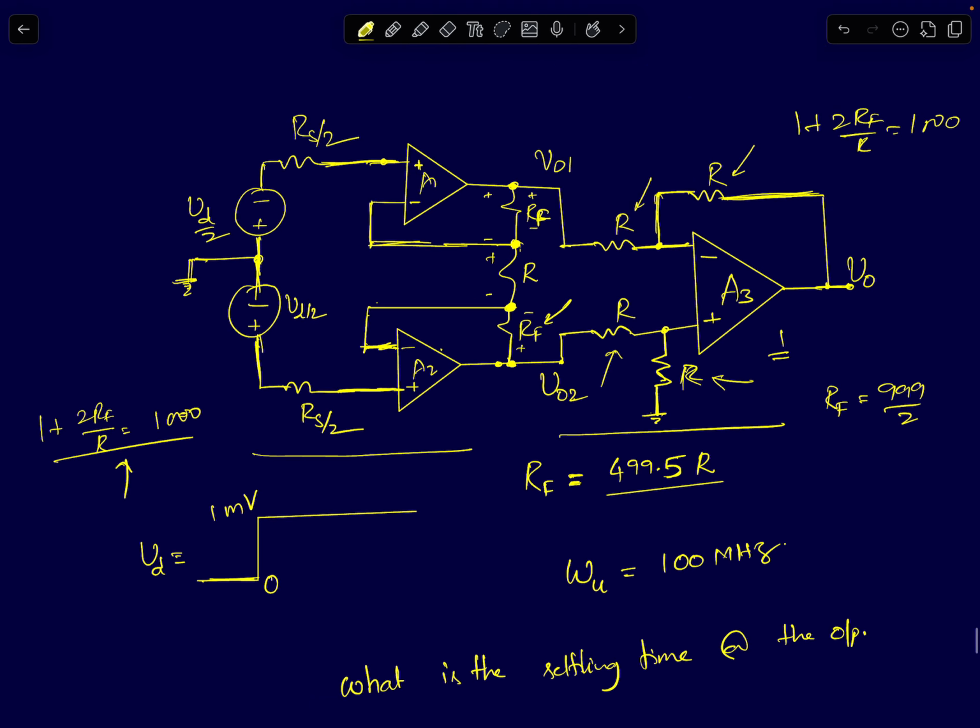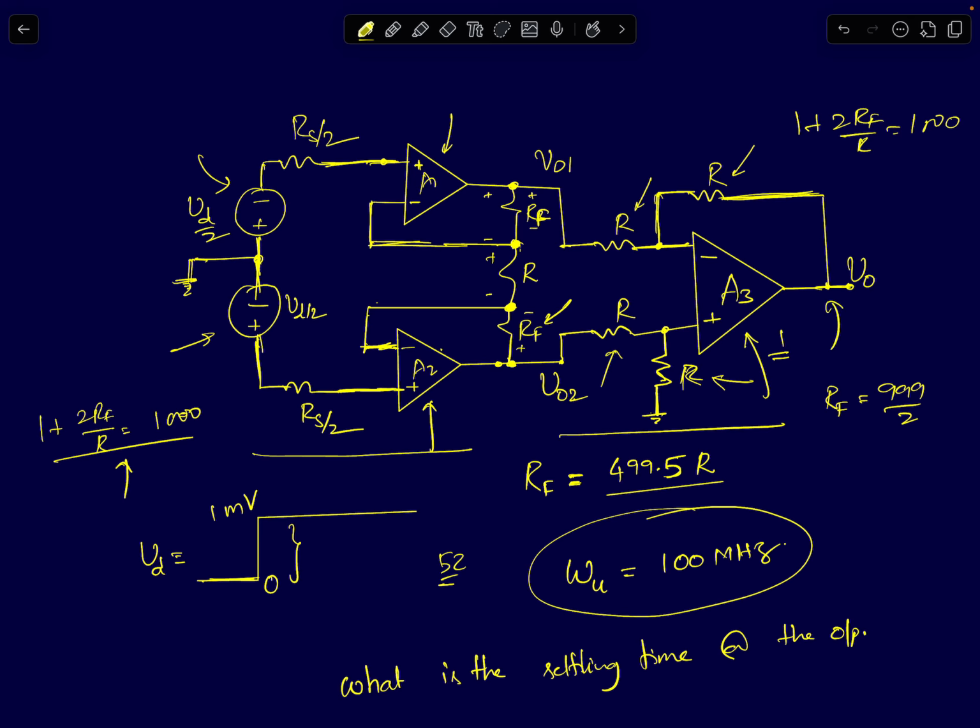It's given that the UGB of the op amps used in this instrumentation amplifier are not ideal, and the UGB of the op amps are given to be 100 megahertz. What we are supposed to find is, if a differential step input of 1 millivolt is applied at the instrumentation amplifier's input, what will be the 5 time constant settling time at the output of the instrumentation amplifier.